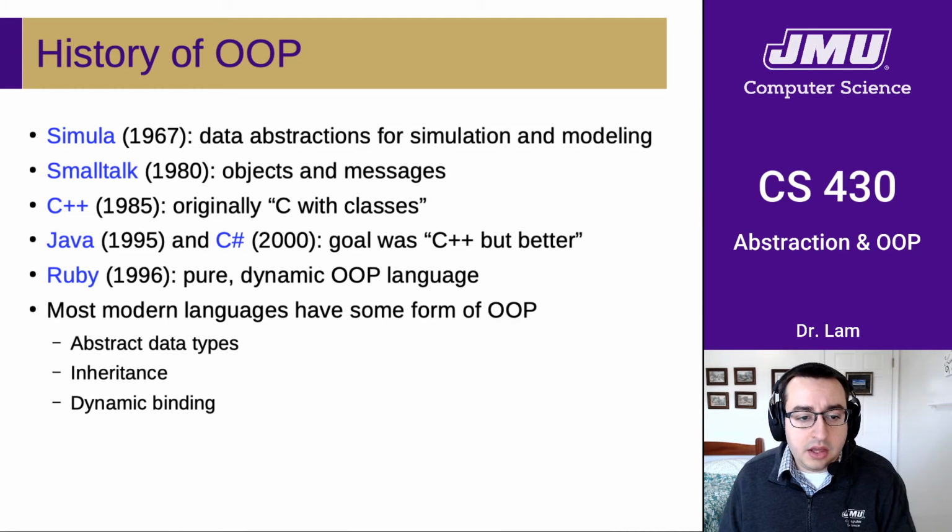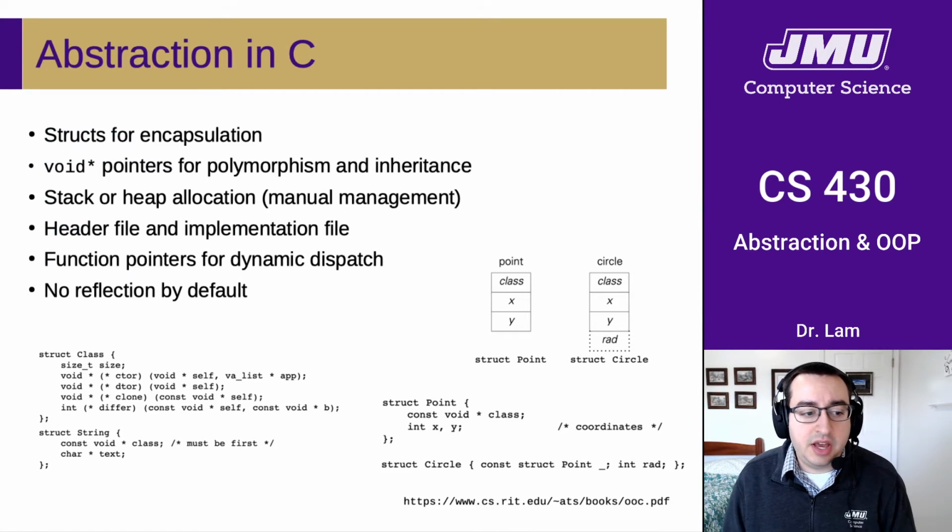So I'm not going to talk too much about these last slides. But you can do abstraction in C. It doesn't require objects. You can use structs. You can use void star pointers for polymorphism. You can actually do object-oriented programming in C, but it is fairly cumbersome and error-prone.